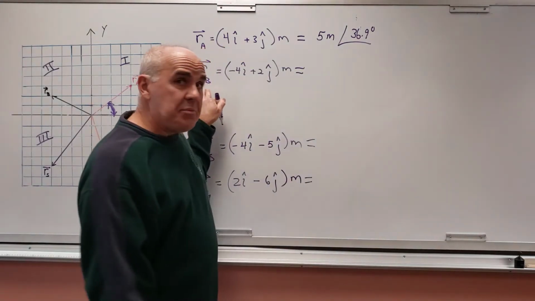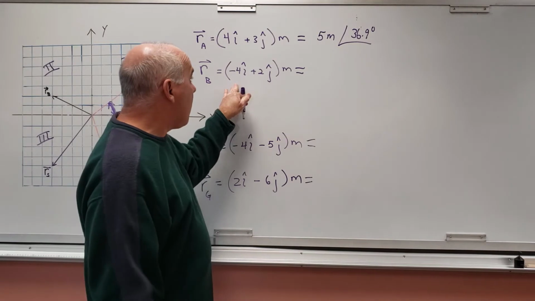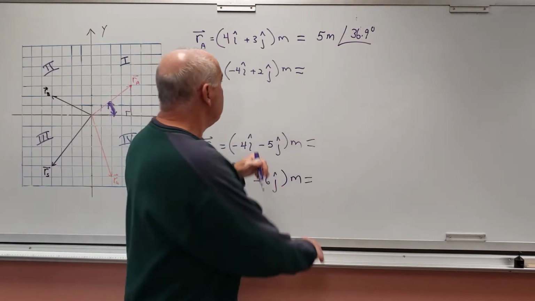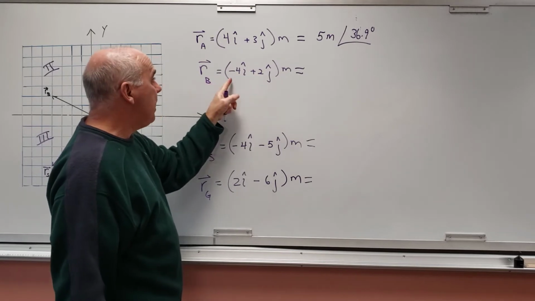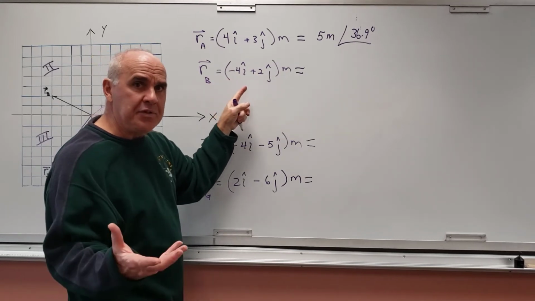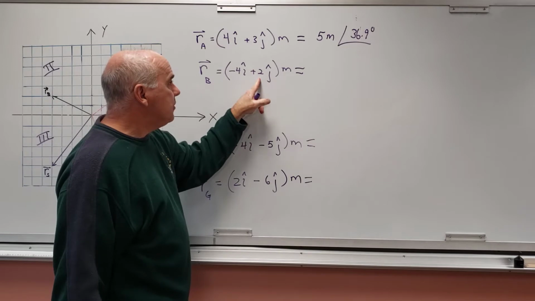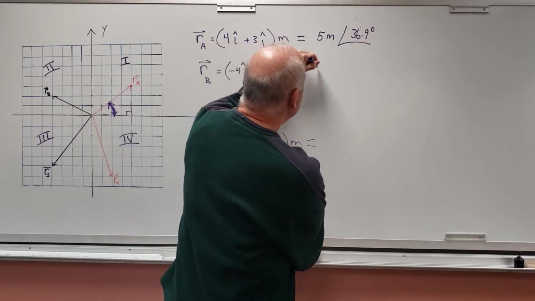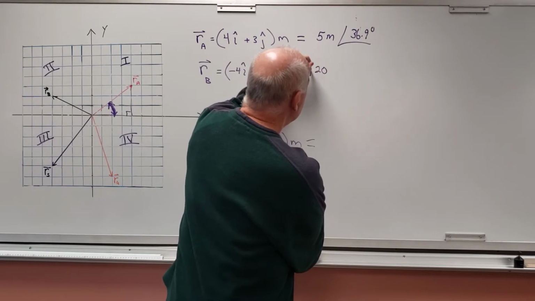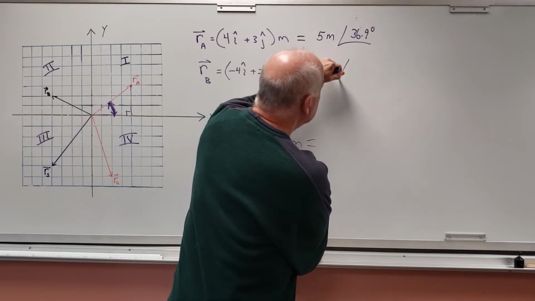Right? If I look at Brittany at negative 4i plus 2j, if I take 4 squared, that's 16 plus 2 squared. Well, let me step back. Negative 4 squared, but that's positive 16. And then 2 squared is 4. 16 plus 4 is 20. So her distance is going to be the square root of 20 meters.